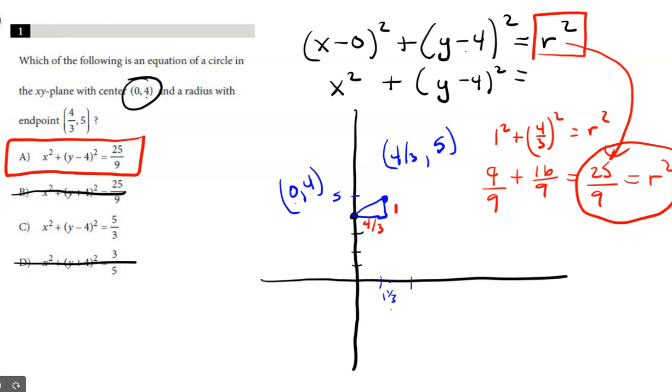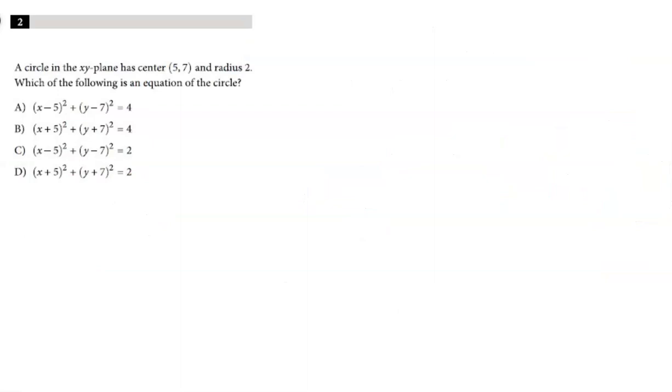Now, if they had asked what the radius is, I would have had to square root both sides, and the radius would have been 5/3. So they wanted you to pick that answer. That was a good distractor, but that would be somebody who forgets that in the formula it's actually r², not r.